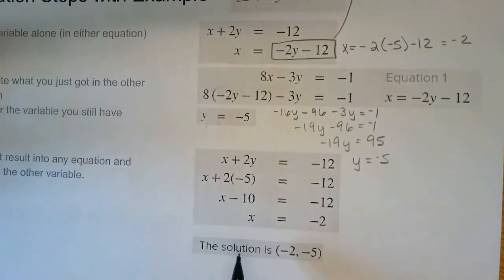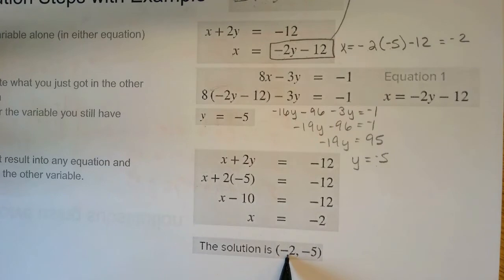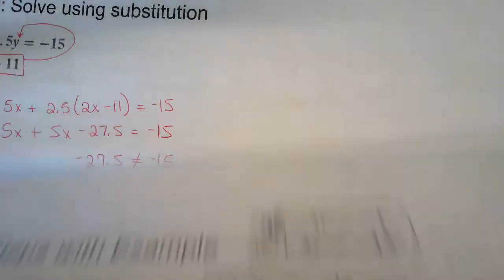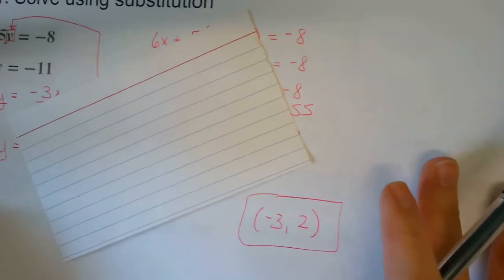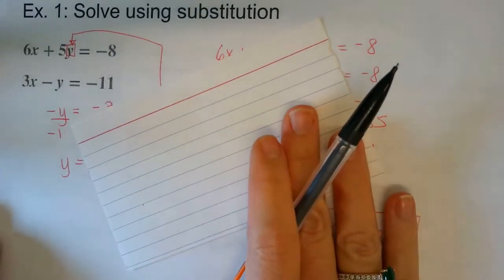So then I can write my ordered pair: negative 2, negative 5. All right, I'm going to have you try one of those. So see if you can take this system and solve it for the x and the y.